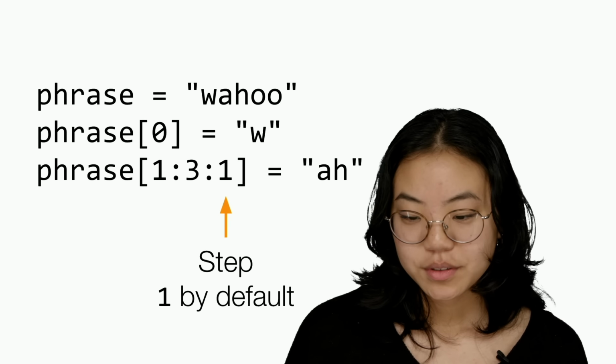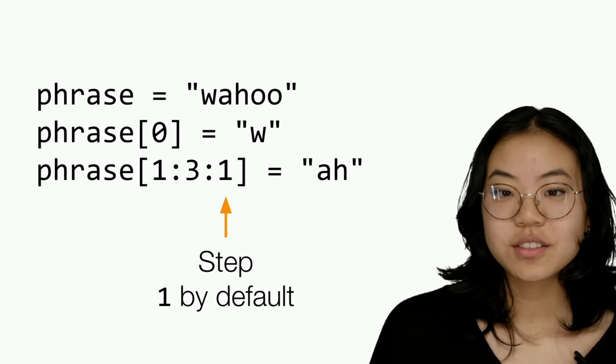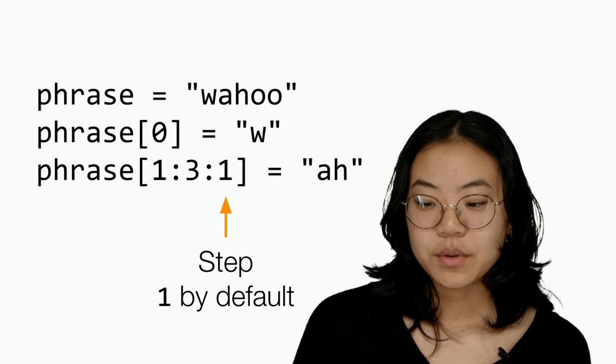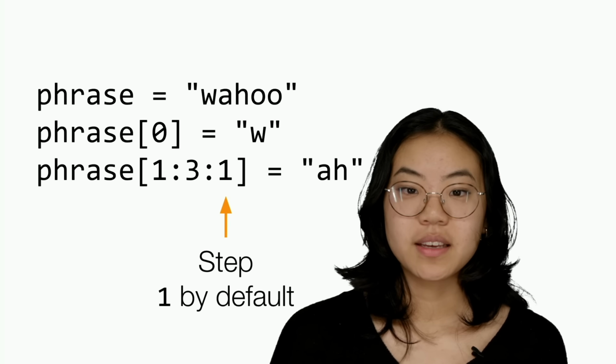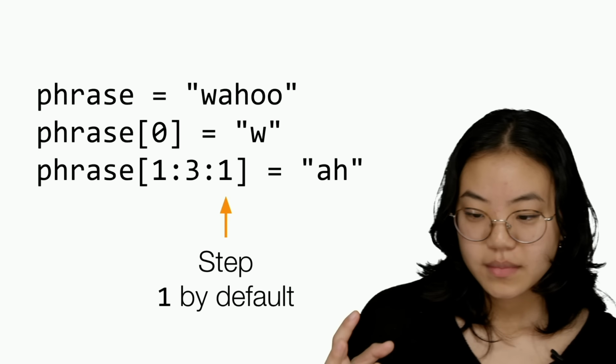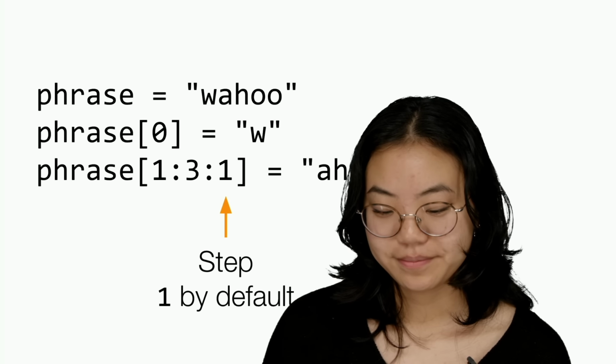So in this example, we saw it would start at the character at the 1 index, which is A, and then it would go up to, but not including, the 3rd index. So this would give us A and H.